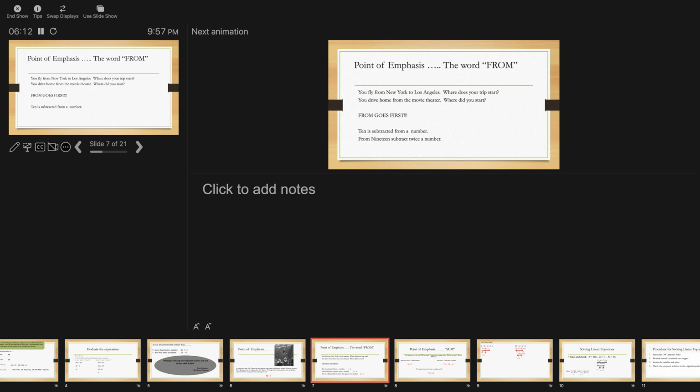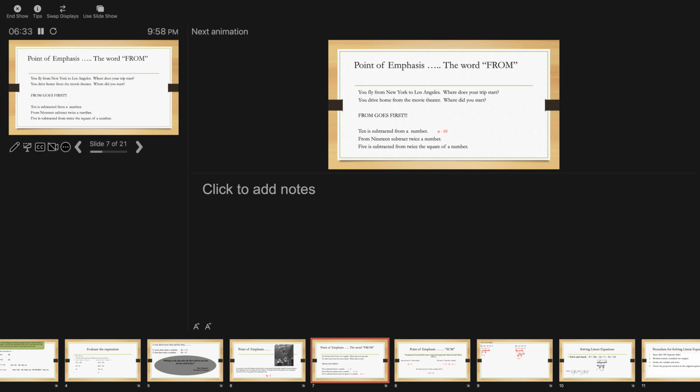10 is subtracted from a number. Go ahead, write the answer. Next up, from 19, subtract twice the number. Go ahead, write the answer. We'll give you the answers in a minute. And last up, 5 is subtracted from twice the square of a number.